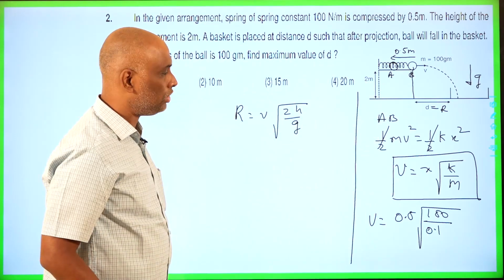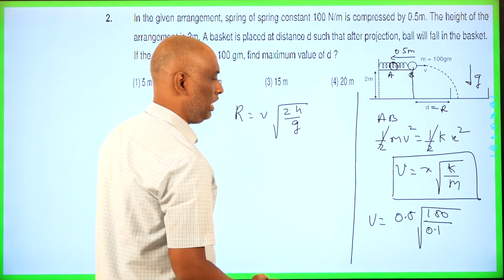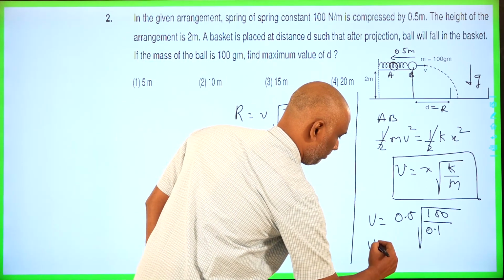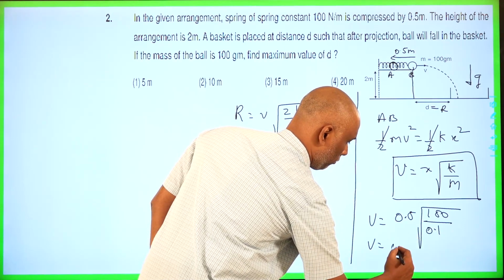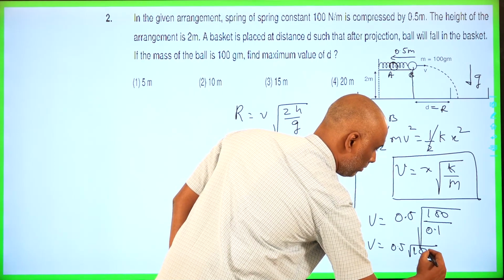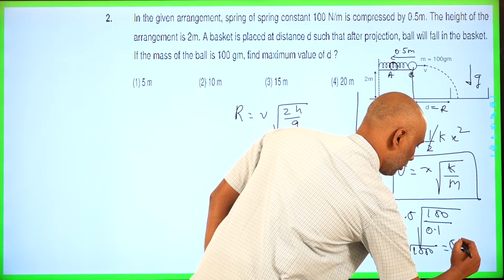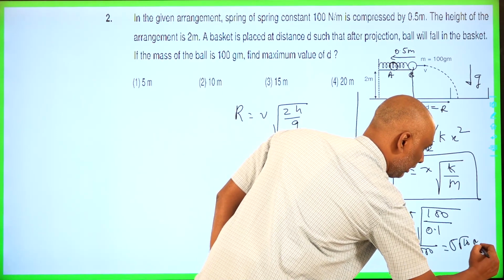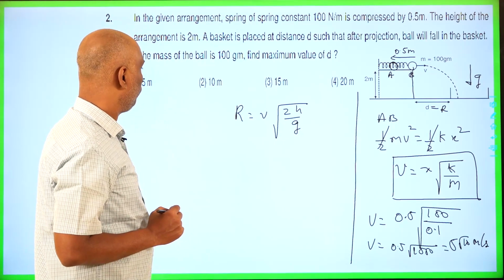Now from this equation we are going to get the value of v equals 0.5 into root 1000, which is equal to 5 root 10 meter per second. We got a value of v.